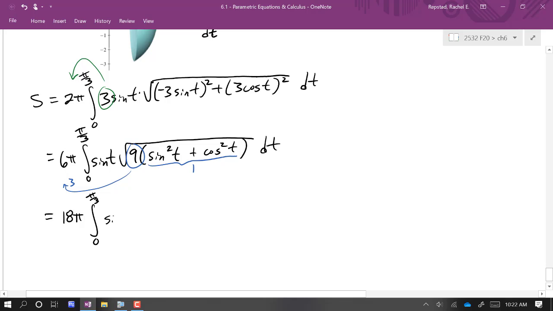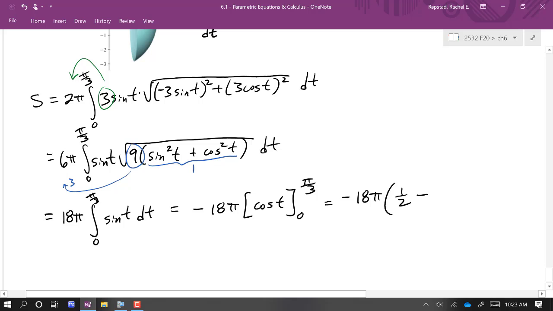of sine t. All right, I think we know where to go from here. The integral of sine is minus cosine. So we have a minus 18 pi times cosine t from 0 to pi over 3. Cosine of pi over 3 is a half. Cosine of 0 is 1. So negative 18 pi times a negative a half is a positive 9 pi.